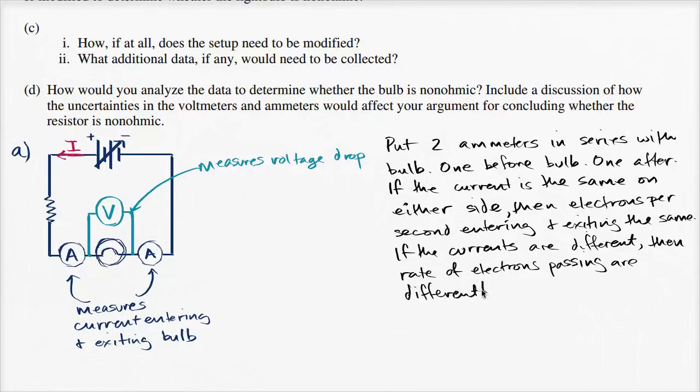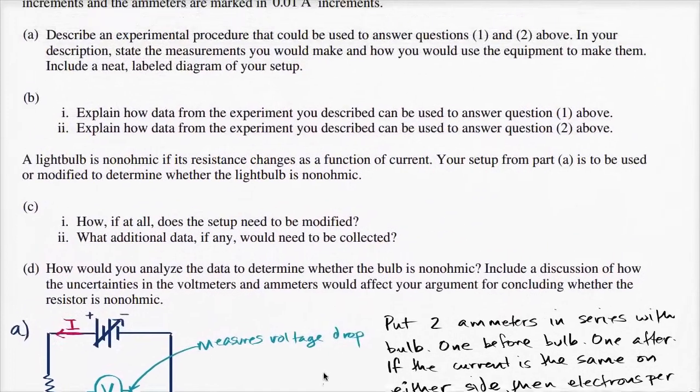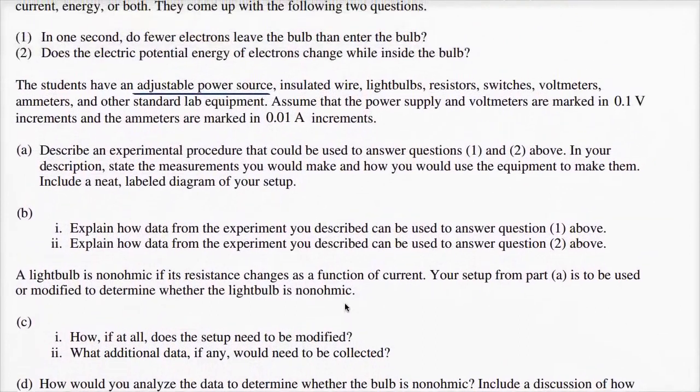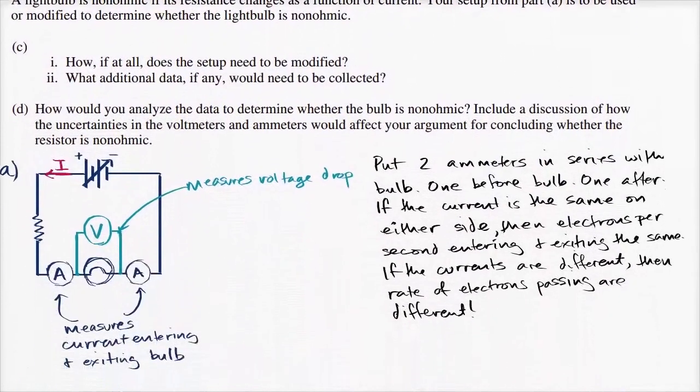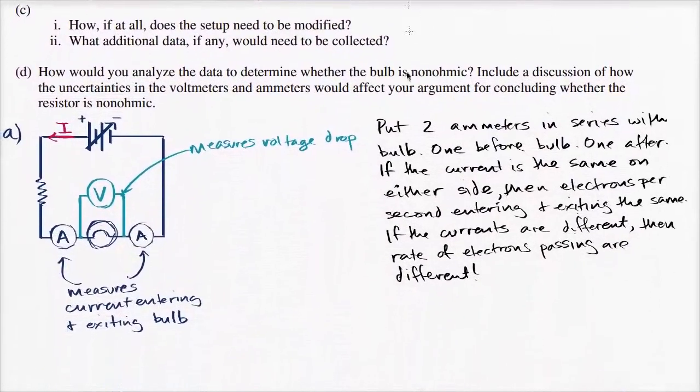All right, so that's the first part, the first statement. For statement 1, in 1 second do fewer electrons leave the bulb than enter the bulb? If the ammeters are measuring the same current, well, then you have the same number of electrons per second entering and leaving the bulb. If the ammeters measure different currents, well, then you get different numbers of electrons. All right, now for statement 2. This is statement 1, that is my procedure right over there.